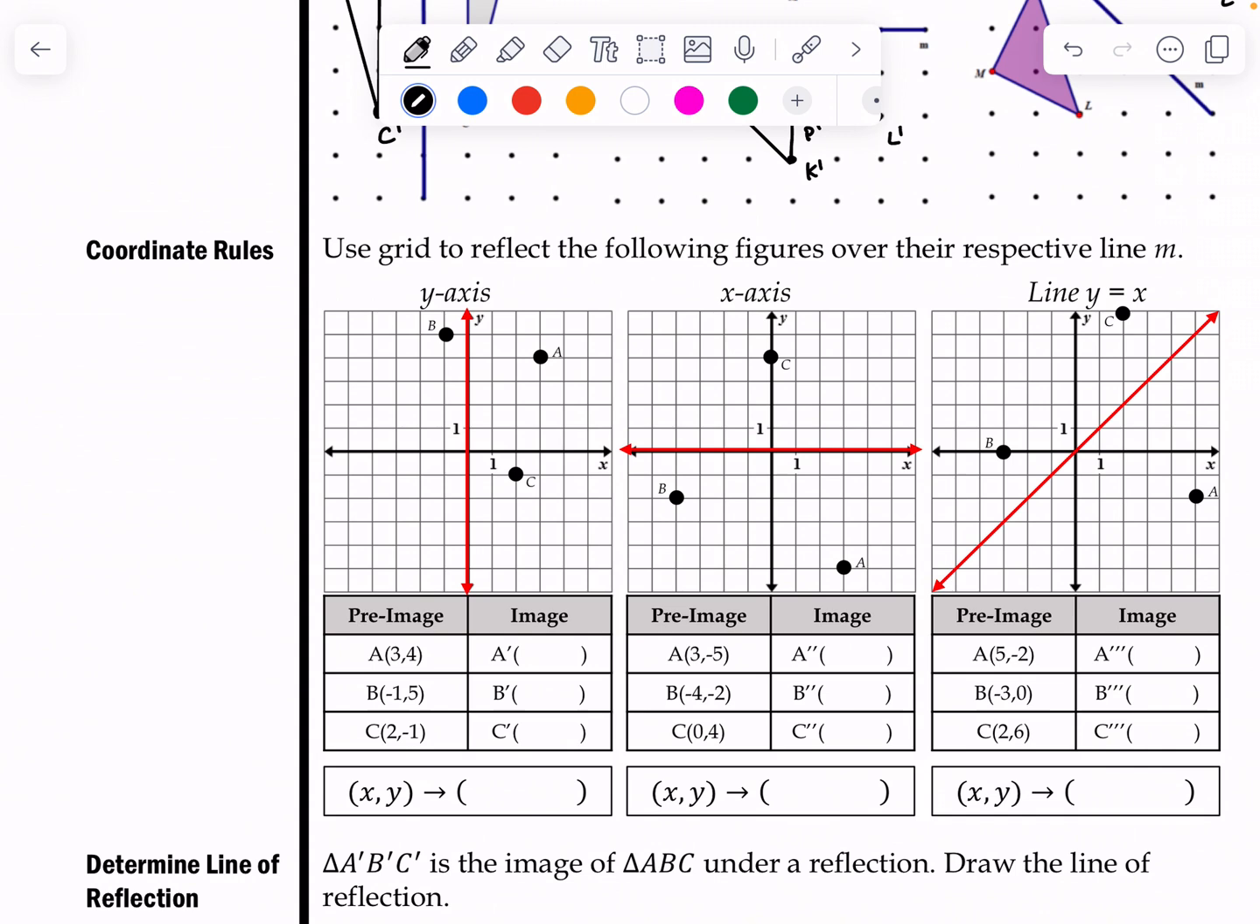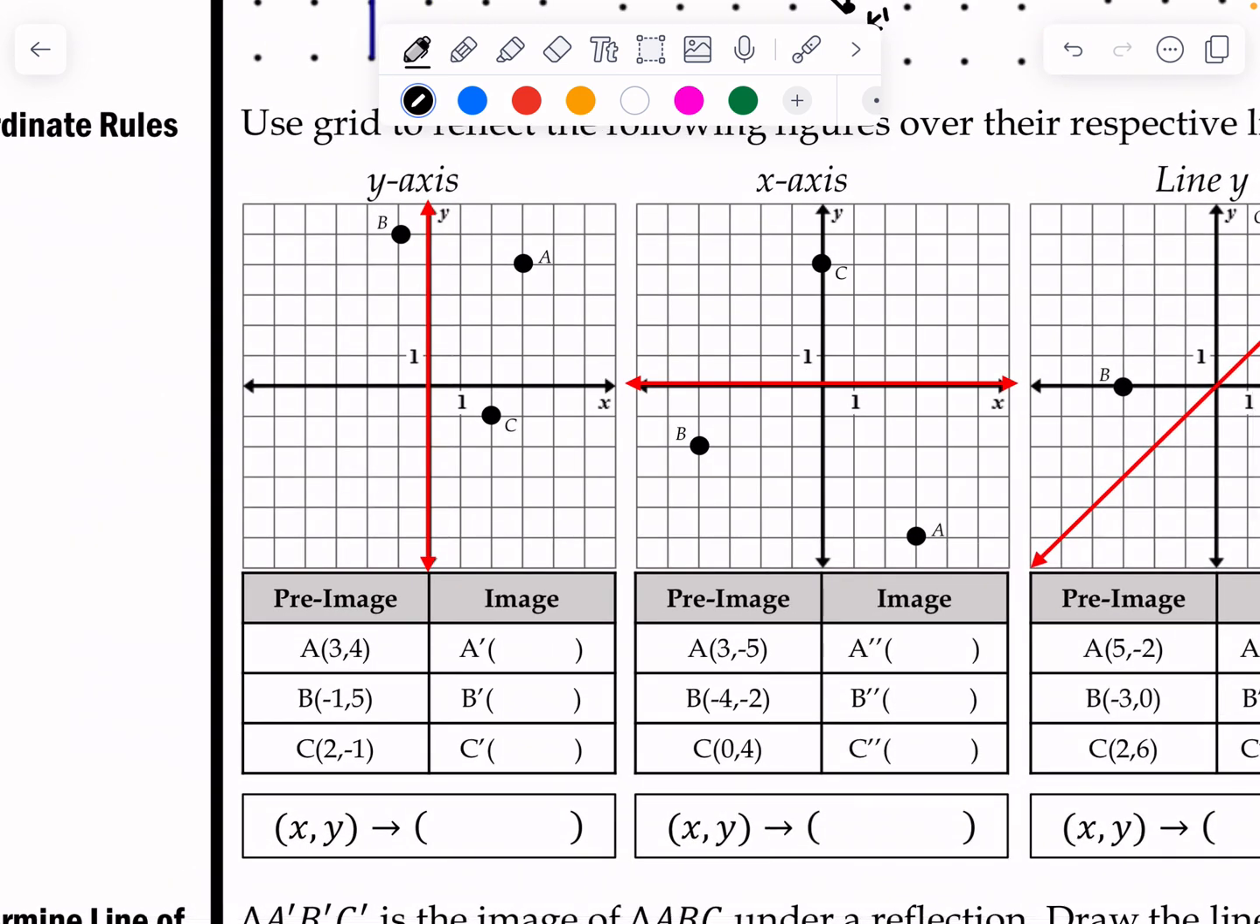So these are specific to these common lines of reflection, that being the y-axis, x-axis, and the line y equals x. I would encourage you to use a highlighter and really emphasize those lines of reflection here, so you know where you're reflecting from. Okay, so let's go in order. The pre-image points are already drawn for you. You're welcome. So let's go with A. A is 1, 2, 3 to the right, so 1, 2, 3 to the left. So this is A prime. Let's write that coordinate. That coordinate is (-3, 4).